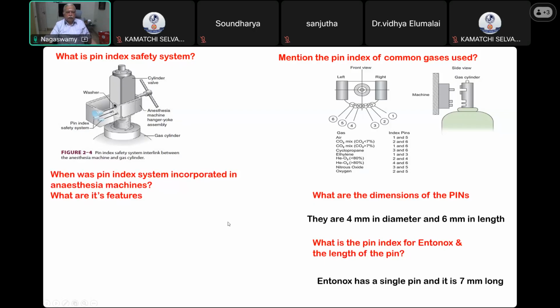When was the pin index system incorporated in the anesthesia machine, and what are its features?